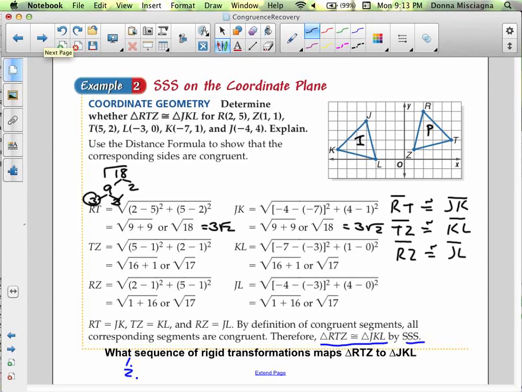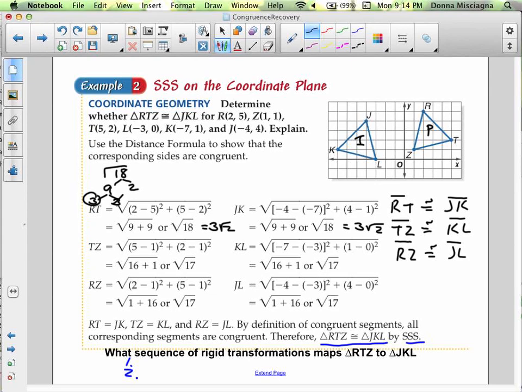So RT is that now it's the measure. That's why there's an equal sign and no line segment. RT is equal to JK. TZ is equal to KL. RZ is equal to JL. By definition of congruent segments, all corresponding segments are congruent. Right? If you have the same measure, you're congruent. Therefore, triangle RTZ is congruent to triangle JKL by side, side, side.